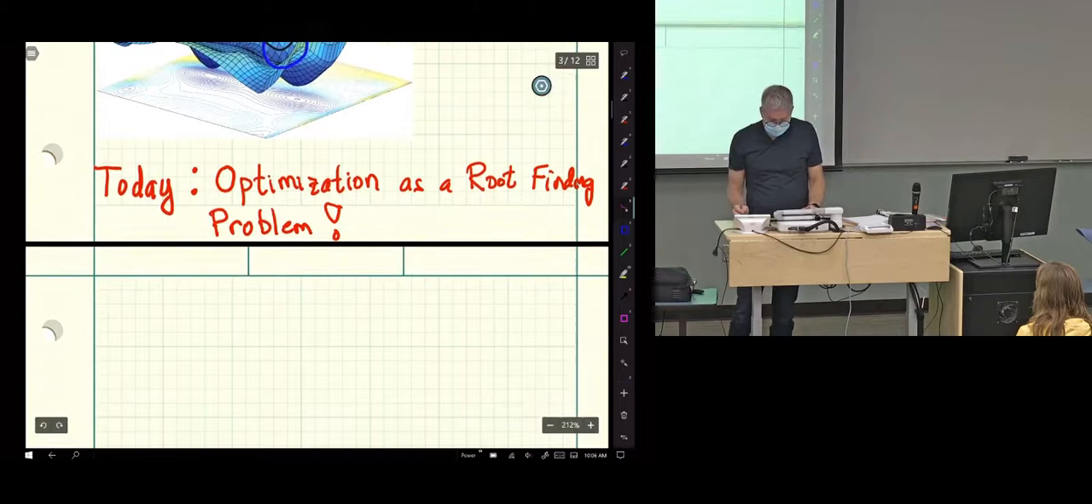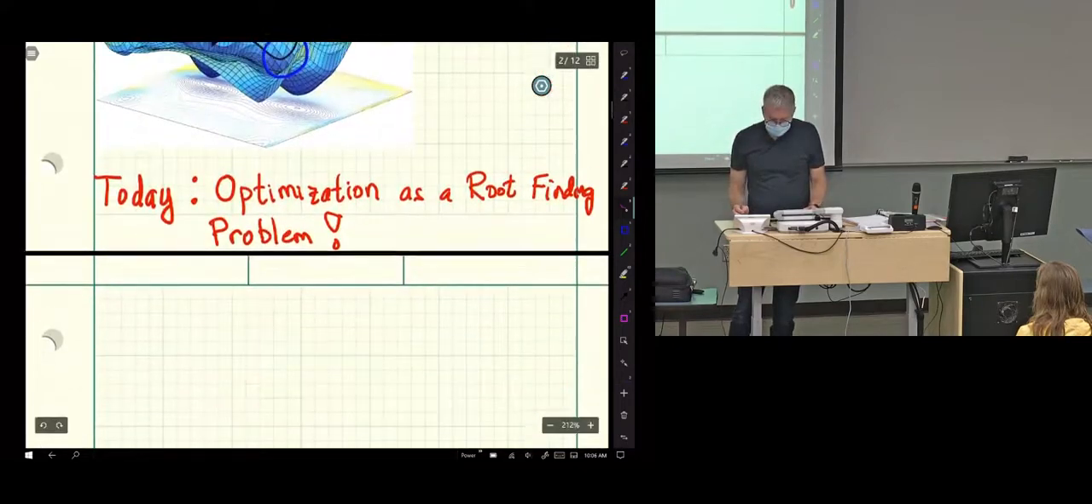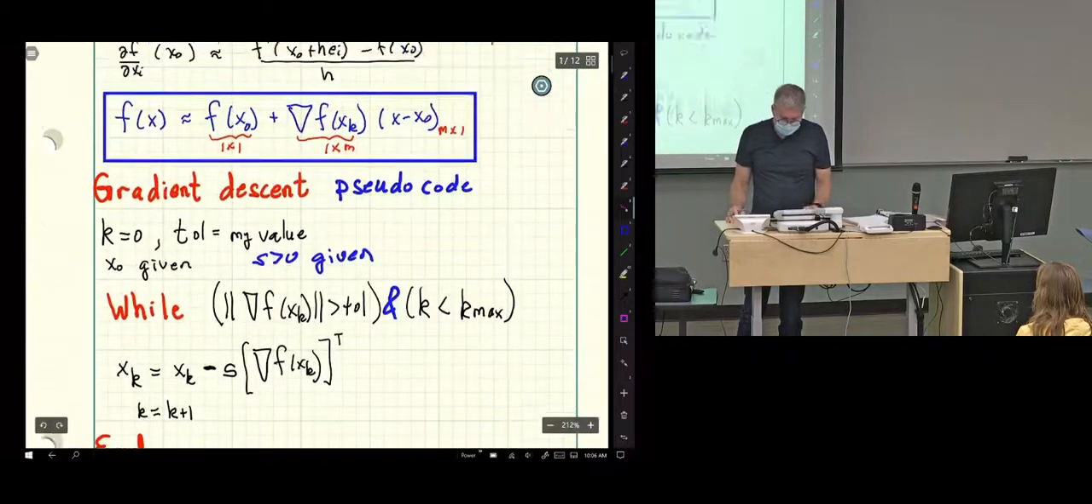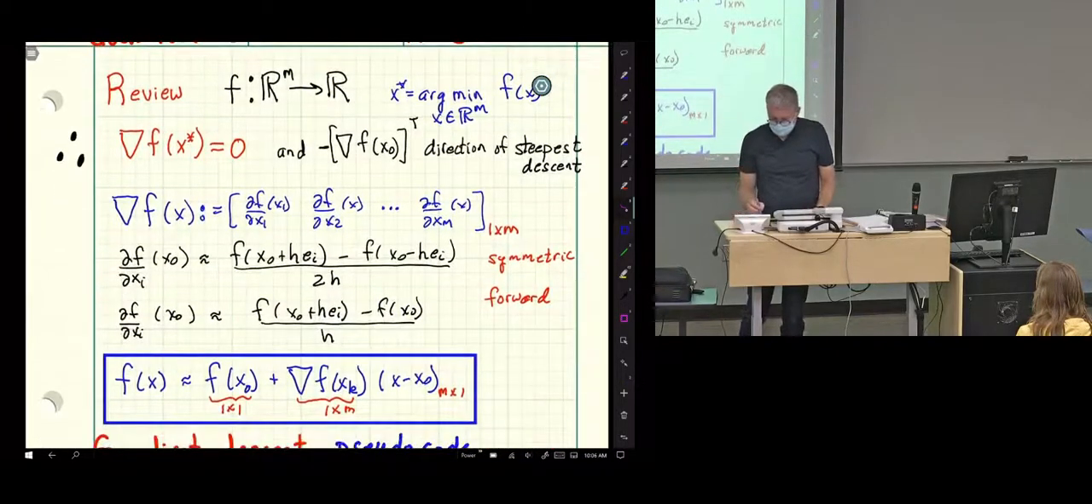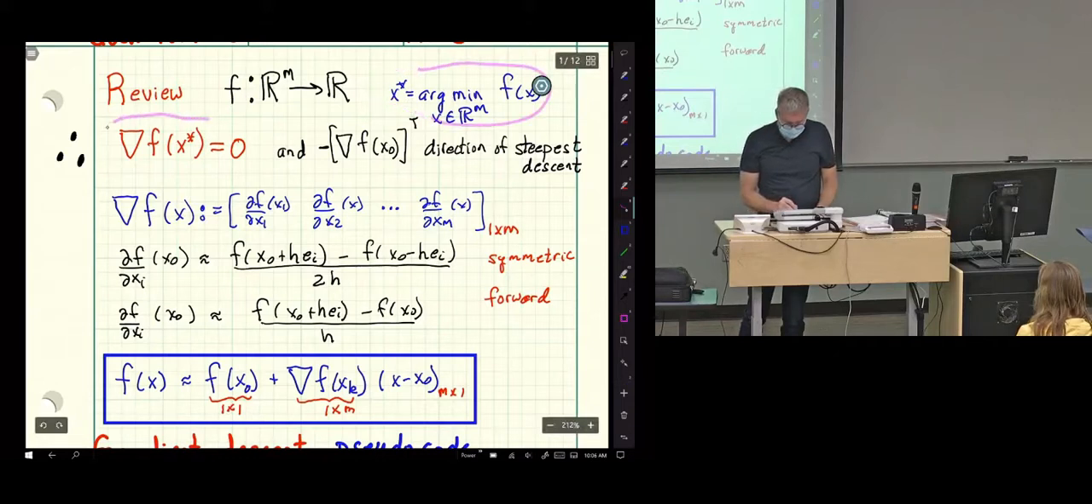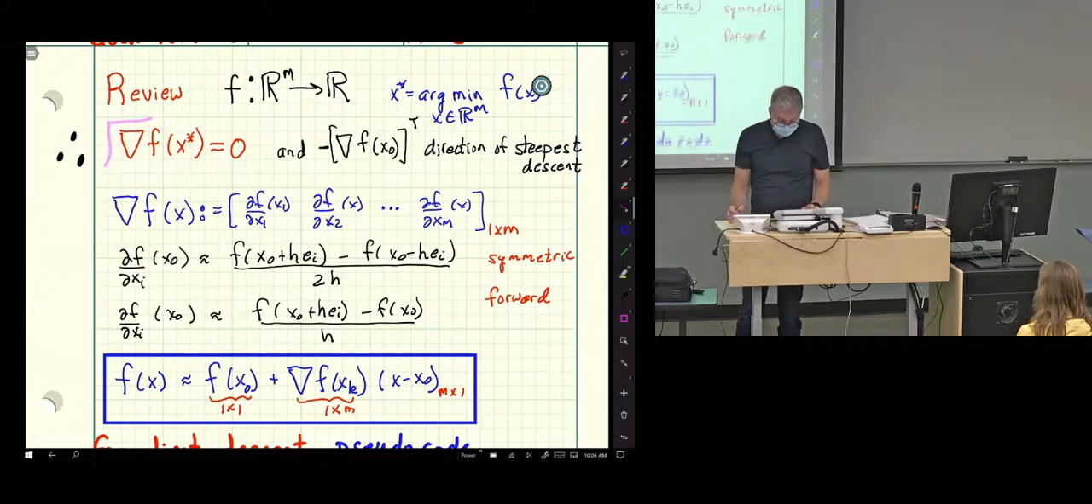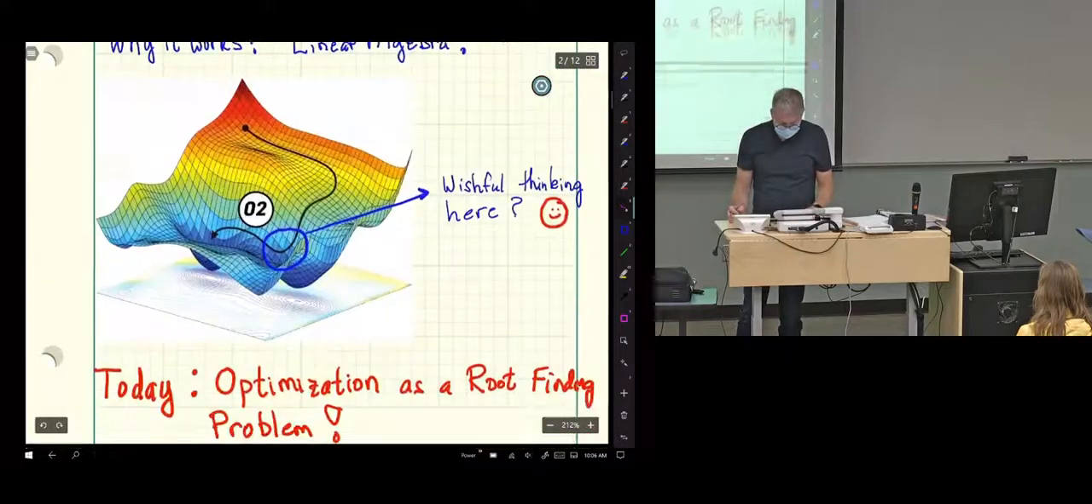So, what we had Wednesday in the chat is, can we view optimization as a root finding problem? The reason that question comes up is because x star equals arg min, that means the gradient is 0. So what we're looking for are roots of this as a function. That's what we're looking for. So we can do Newton-Raphson. Let's take a look at that.